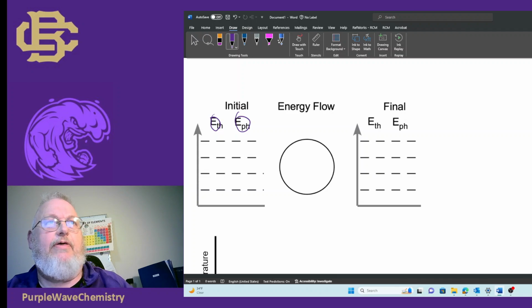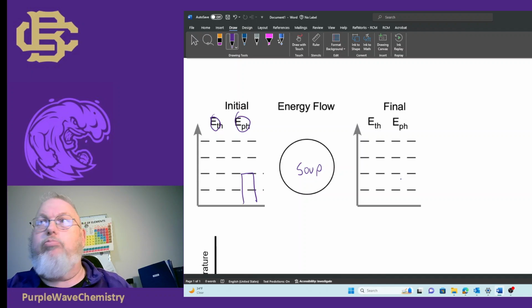All right, so now that means the phase is going to be 2 bars, just like that. And I'm gonna put soup. That's the system. Soup. Cool. Now I'm gonna boil it. Okay. So it's going to go up to 1, 2, 3, 4 bars. All right. It's going to start changing into a gas.